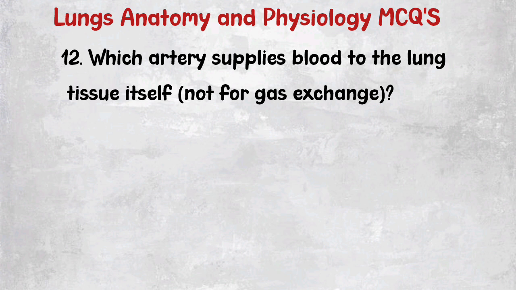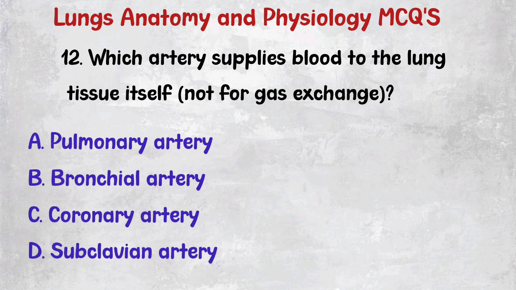Question number 12. Which artery supplies blood to the lungs tissue itself? And this is not for gas exchange. We have A. The pulmonary artery, B. The bronchial artery, C. The coronary artery, and D. The subclavian artery. The answer here is B. The bronchial artery. The bronchial arteries supply oxygenated blood to the lungs, the trachea, the bronchi, and the pleura.